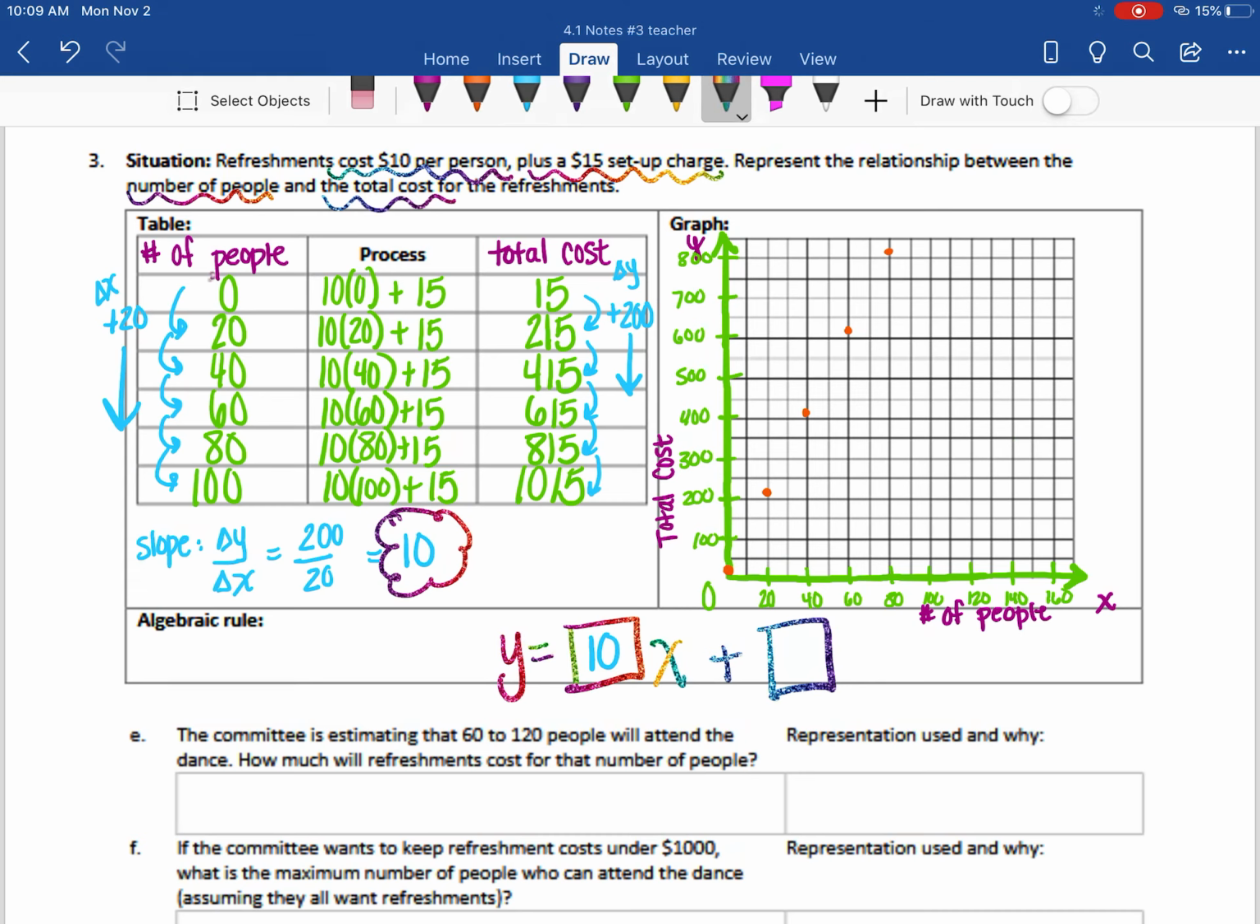And then I also need my y-intercept. So I want to find my y value where x is 0, and that happens to be 15, so that is my y-intercept. Okay, keeping in mind that it's also a good idea to define our variables so that we know what our equation represents. So x is the number of people, and y is the total cost.